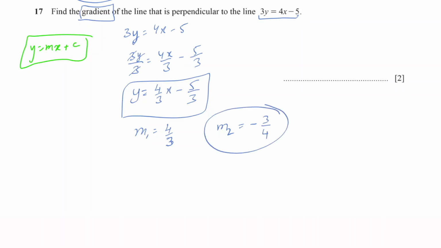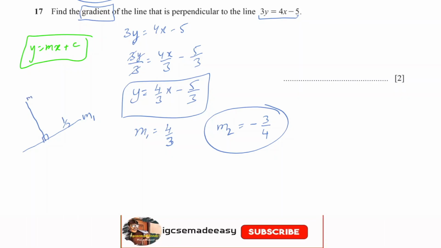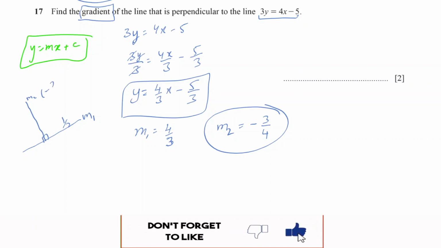If a line is there, let's say the gradient is m for that, let's say that is 1 by 2, m is 1 by 2. If one more line is there that is perpendicular to this line, that is m2, what will be the gradient of that? The gradient will be the negative of the reciprocal of that.